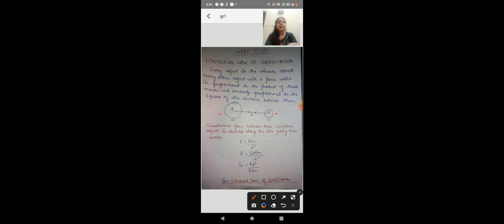F is directly proportional to the product of their masses, and it is inversely proportional to the square of the distance between them. When we remove the proportionality sign, we get the universal gravitational constant, which is represented by G. So G equals force into distance square, per product of their masses. G is the universal gravitational constant. So, move to the next topic.